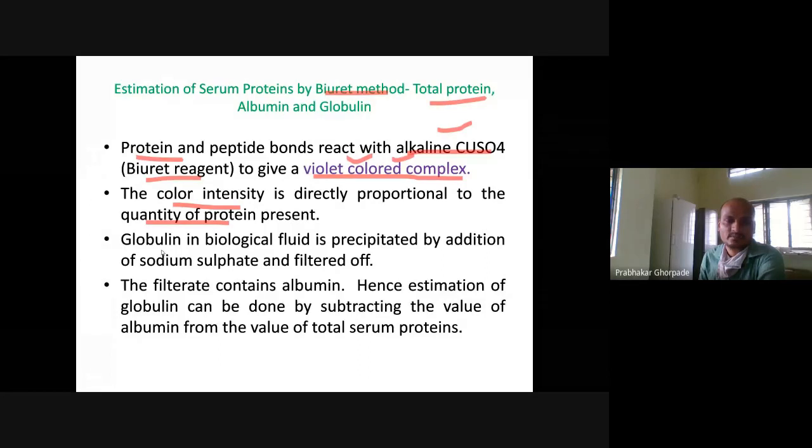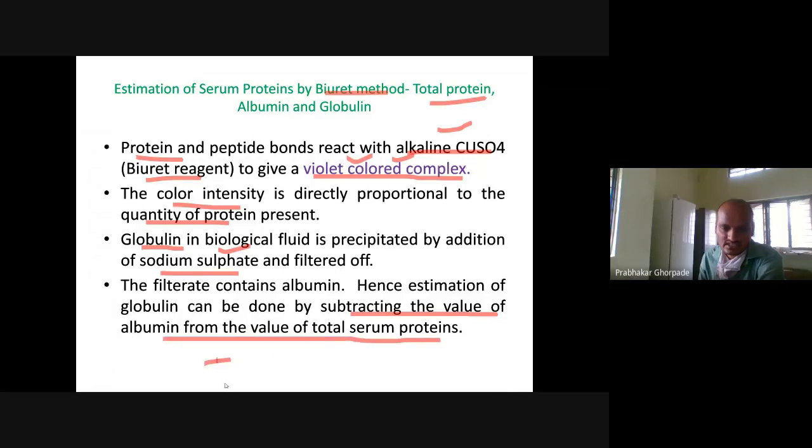The globulin in the biological fluid is precipitated by the addition of sodium sulfate and filtered off. So if you want to filter off the globulin, we have to treat it with sodium sulfate. The filtrate contains only albumin. Hence the estimation of globulin can be done by subtracting the value of albumin from the total serum protein.